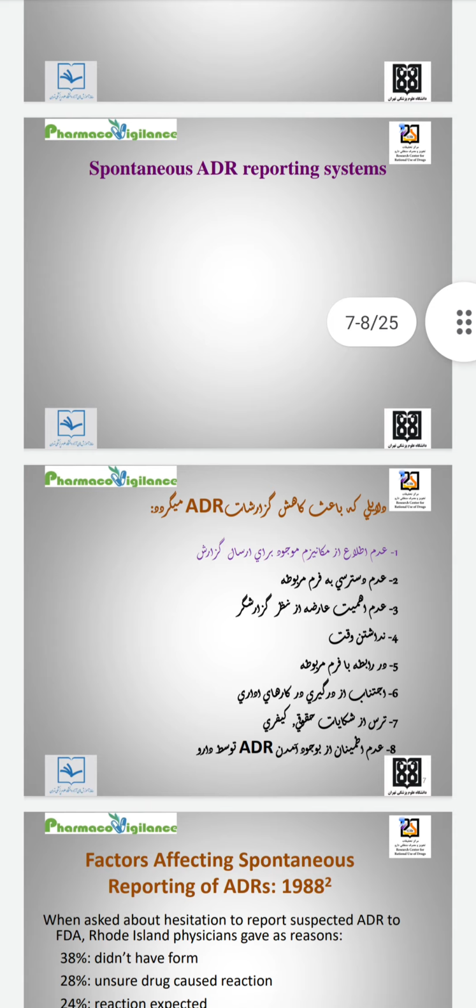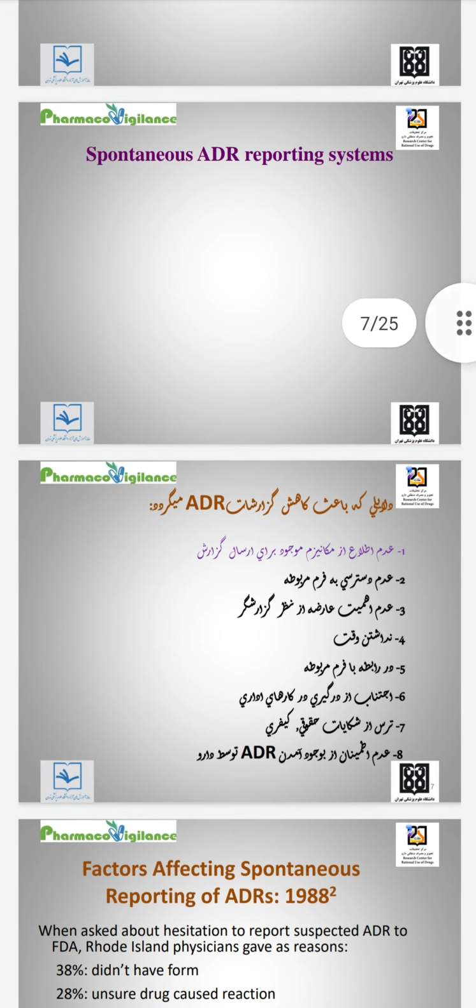These are the reasons that can reduce adverse drug reaction reports. The first reason is that we don't know the mechanism to send the reports. The second is we don't have a good form to report. The third is we don't know the importance of reporting. The fourth is that this is not important for us and we don't care about it.